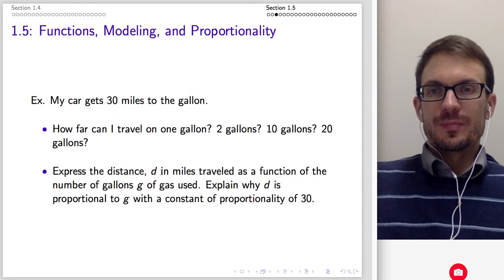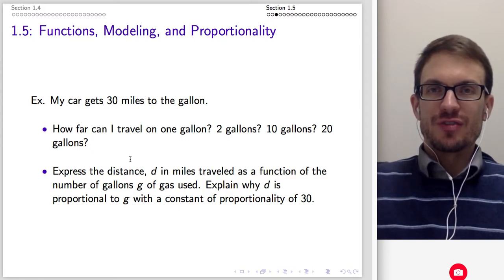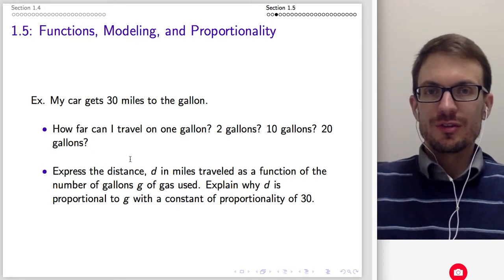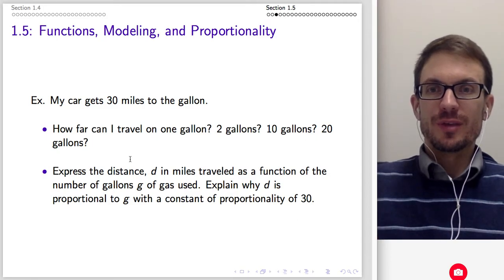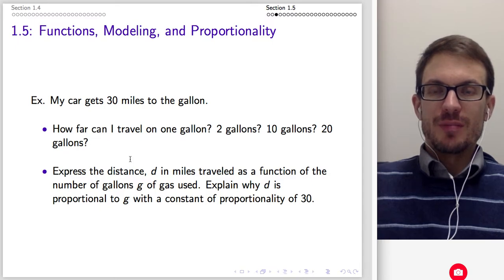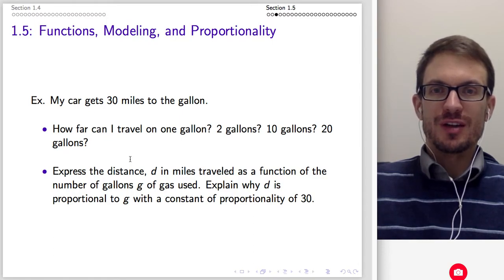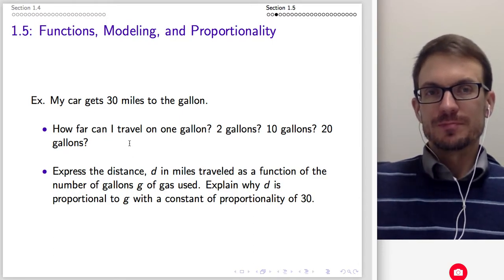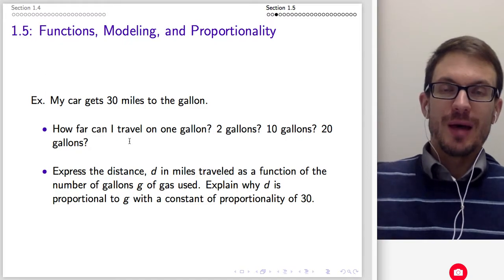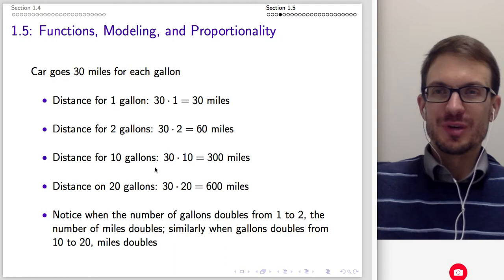All right. Here's another example. If my car gets 30 miles per gallon, how far can I travel on 1 gallon, or on 2 gallons, or on 10 gallons, or on 20 gallons? We can express the distance d in miles traveled as a function of the number of gallons g used. And then we want to explain why d is proportional to g with a constant of proportionality of 30. So stop the video and do these examples. All right, so we can resume.